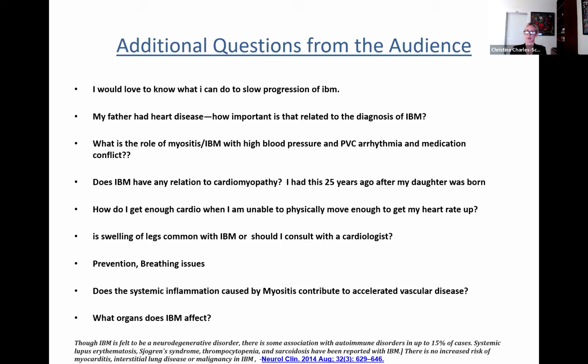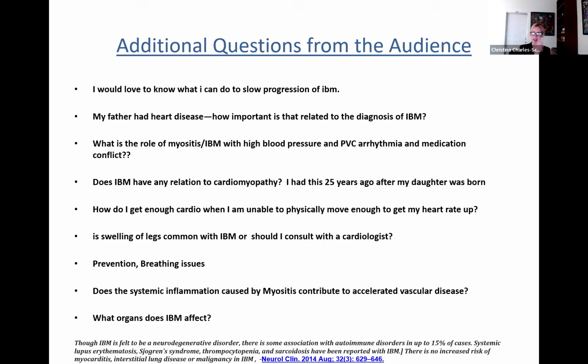Autoimmunity, we know there's a predisposition in the genes, right? Whether that predisposed to a postpartum cardiomyopathy, I don't know. I will say, and we'll get to it in the last bullet here: how do I get enough cardio when I'm unable to physically move to get my heart rate up? It's a great question. I know there are upper extremity classes. Activity is part of the cardiovascular risk assessment and prevention. It is not the entire thing, right? It is a component of it, but it's not everything.